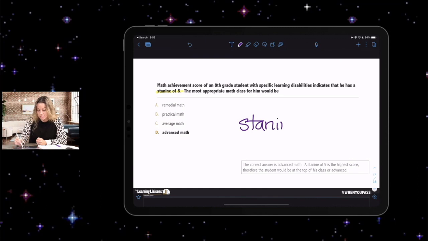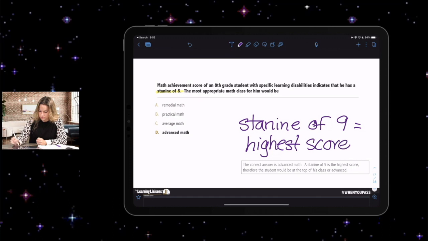Well, I know a stanine of 9 is the highest score. So because of that, I know 8 isn't too far away from that. So if our highest score is 9 and this student is achieving an 8, then that's going to be an advanced math class. It's above average. We're not going to need any extra supports. So 8 is going to lead me to advanced.